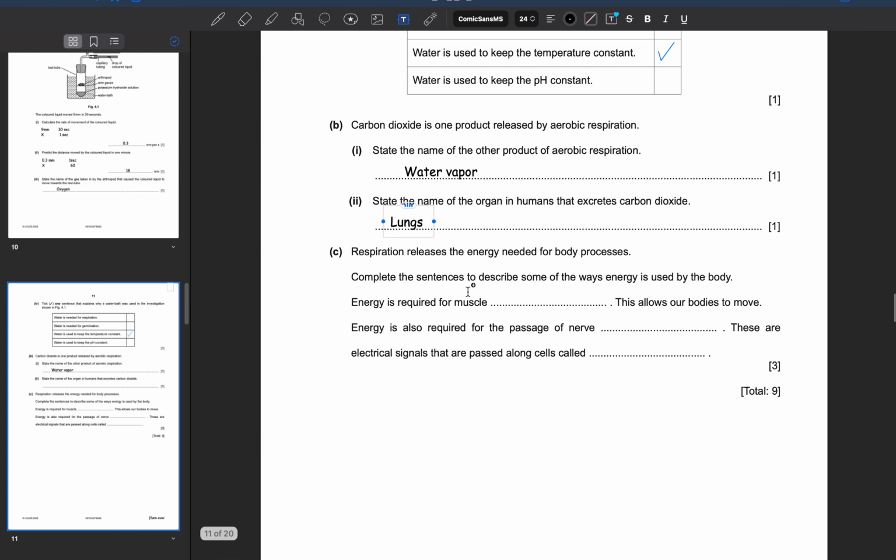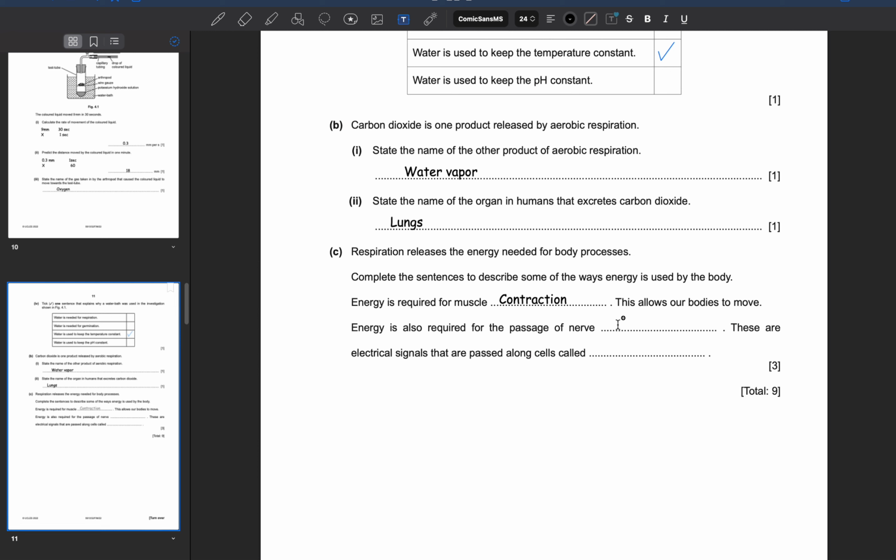The next one, respiration releases the energy needed for body processes. Complete the sentences to describe some of the ways energy is used by the body. How our body uses the energy. The first one says energy is required for muscle to do what? This allows our bodies to move. So our muscles are contracting, so energy is required for muscle contraction.